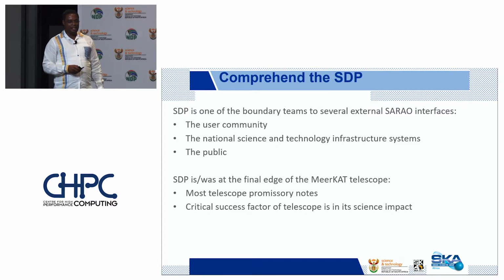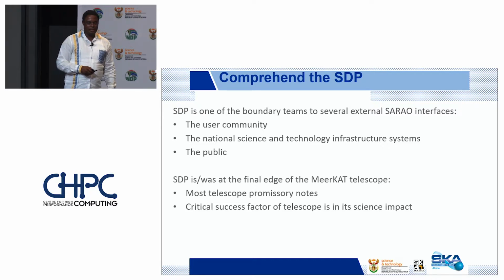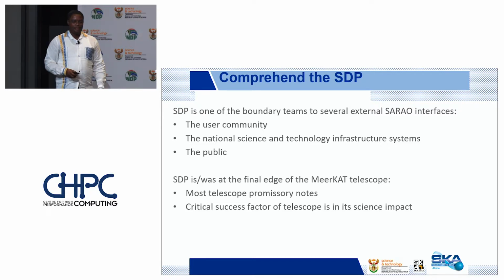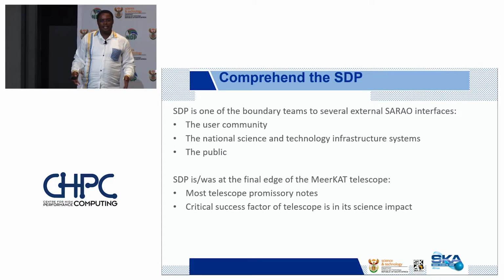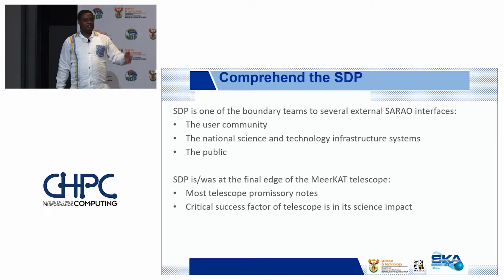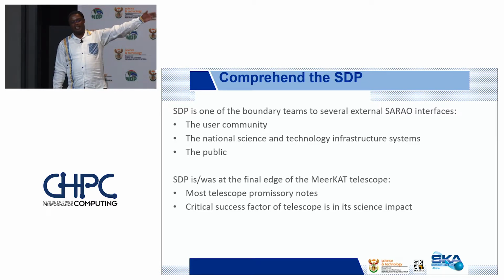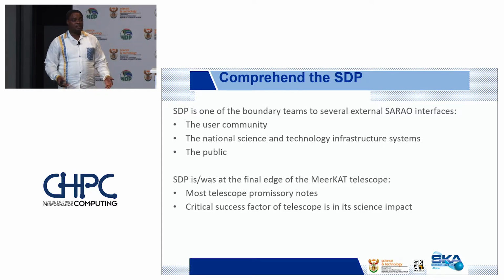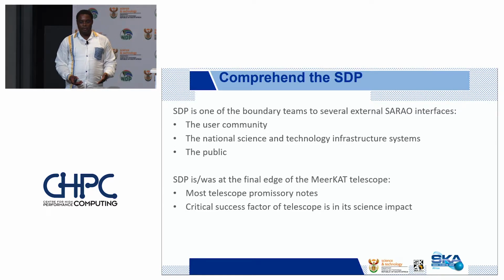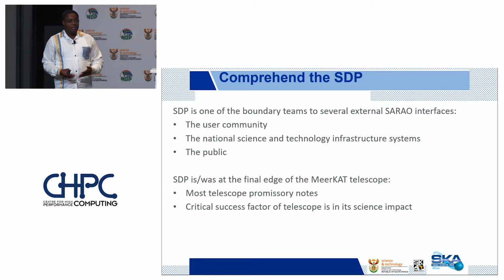Comprehend the SDP again. I've told you what the SDP is from an engineering point of view, but what it really is, the SDP is the tail of the telescope, so to speak. Everything ends up in the SDP. So if somebody at the LNA does something funky and it gets away with it throughout the value chain, it's going to appear because the SDP tried to do something. So getting it right is quite important.